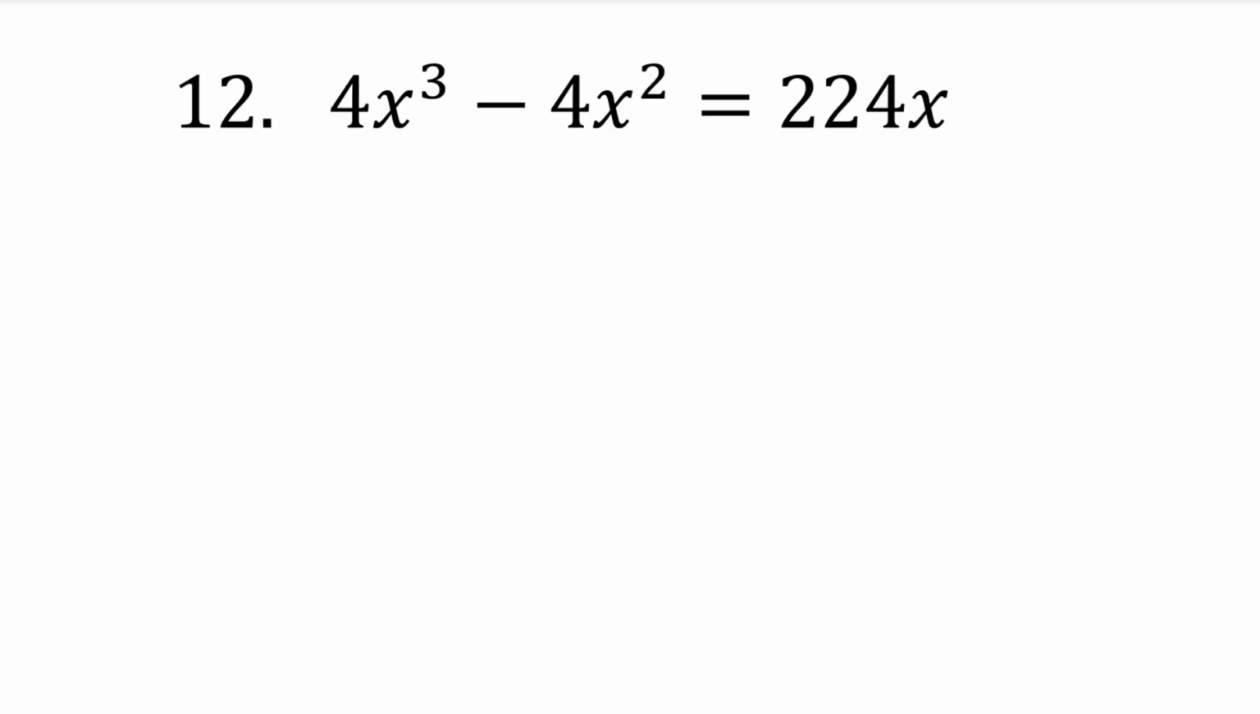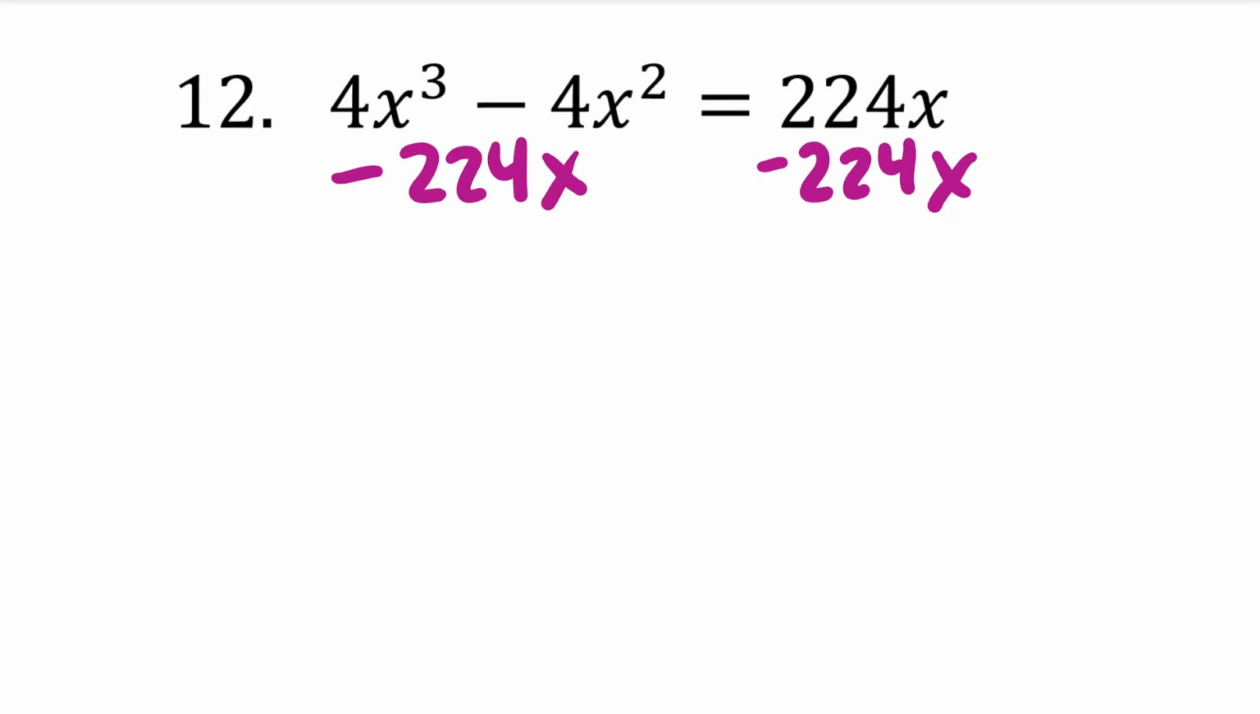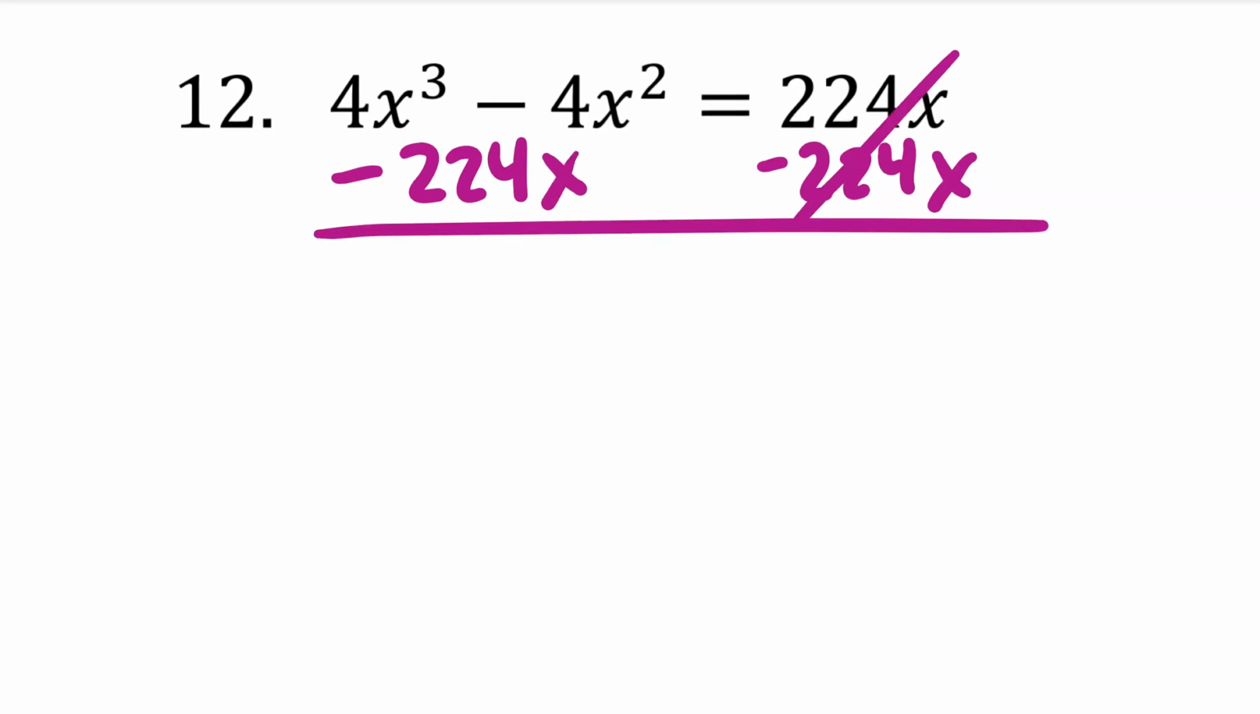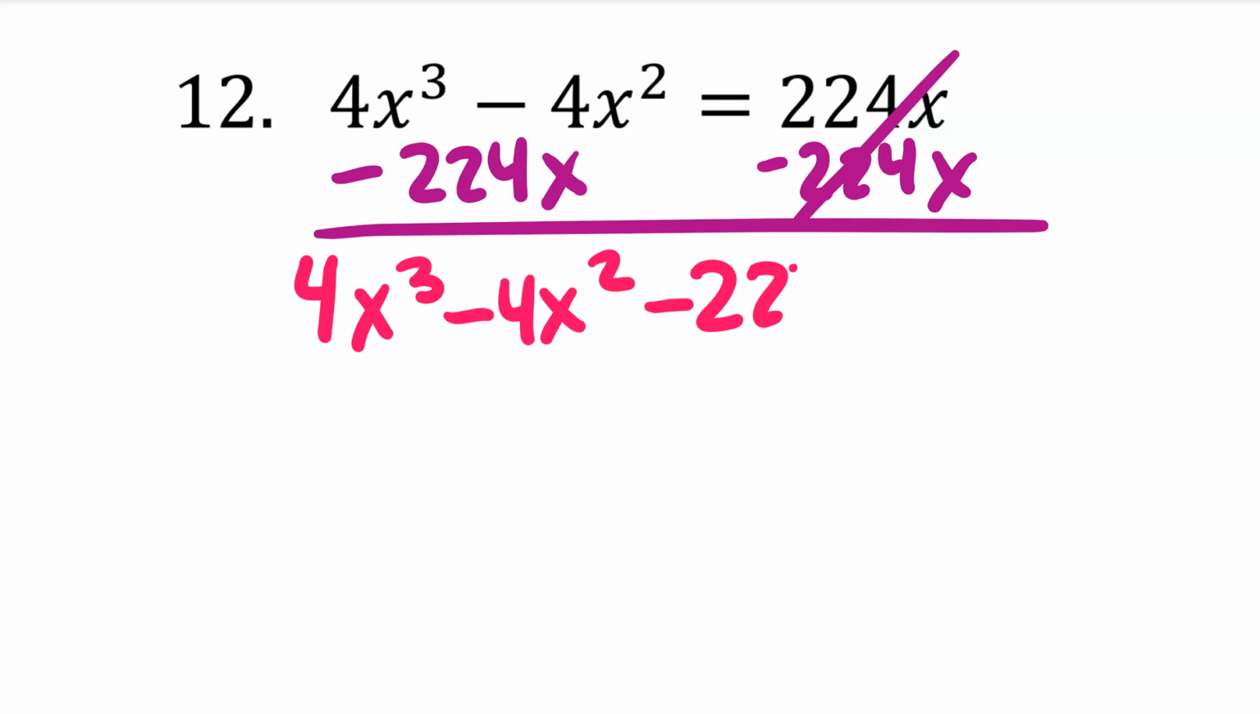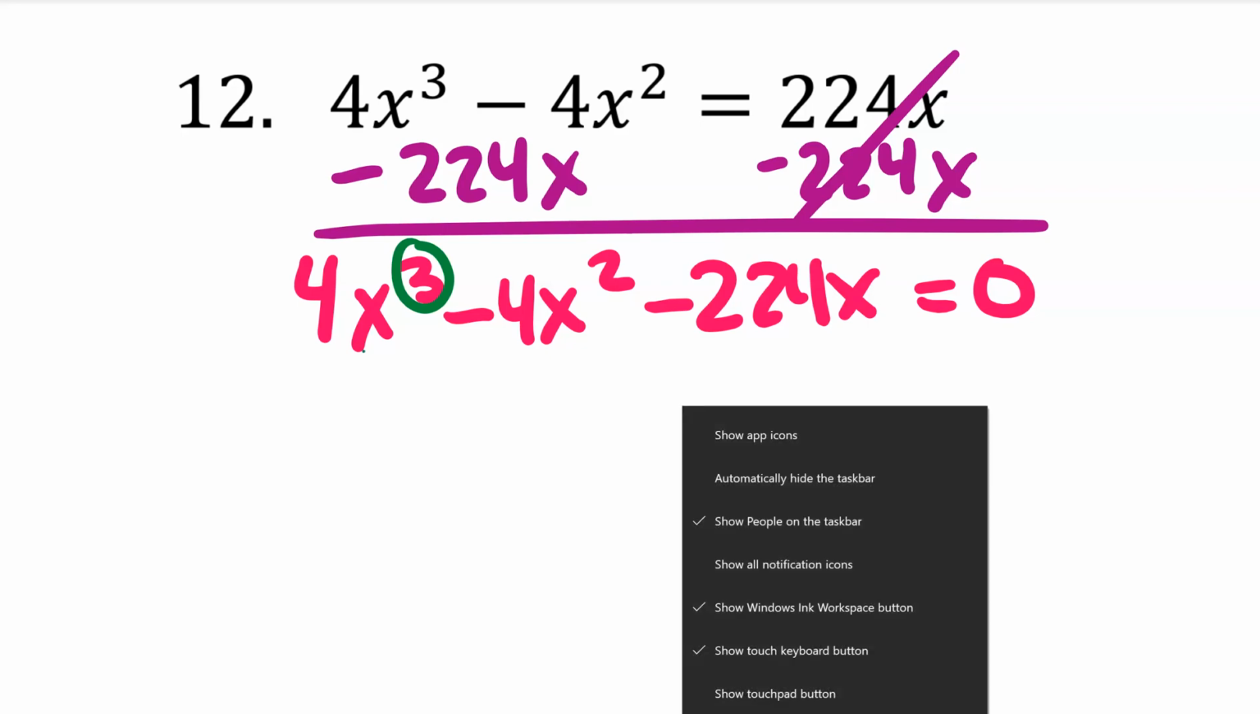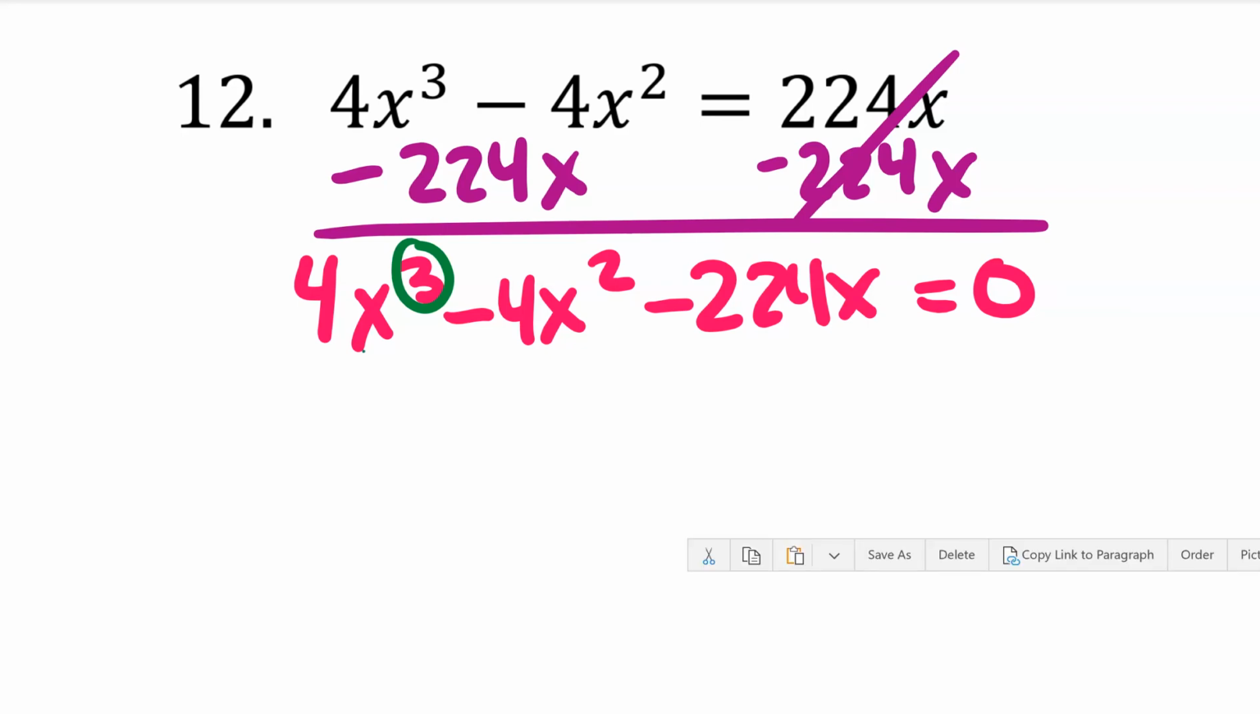Alrighty. Same thing on this one. Let's move it over. So minus 224x. So I have 4x cubed minus 4x squared minus 224x equals 0. That's a ton of numbers. So when there's three things like this and there's a cubed, that's my tell that I need to take something out before I even start factoring this. So I'm definitely going to take out an x, and I'm definitely going to check if they can all be divided by 4. So they can.